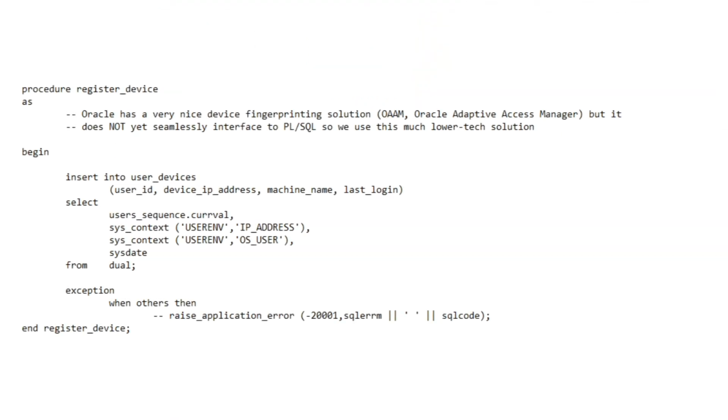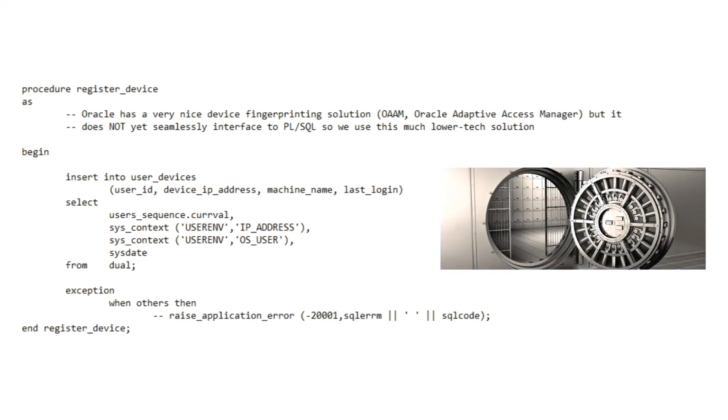All right, now let's jump down to the register device procedure. As I say here in the comment, Oracle has a very nice device fingerprinting solution. Bad news, it's an add-on. Ka-ching, extra money which very few organizations want to spend. Good news, we're writing the poor man's solution here with this code. Again, talk about a real-world example. This is definitely another piece of code to add to the old Keep This Good Code collection.